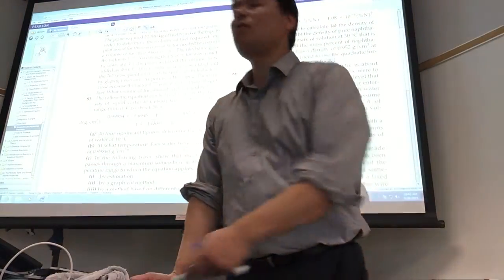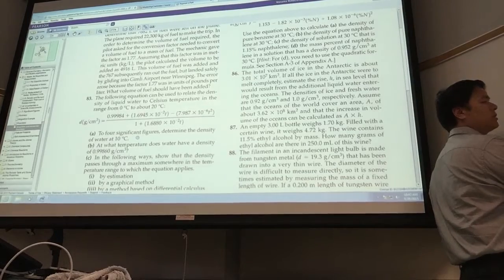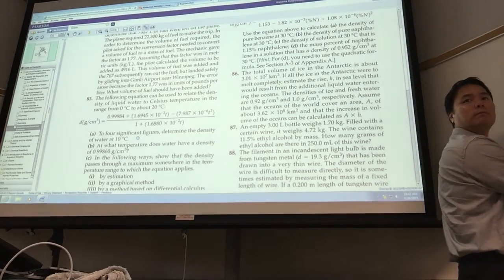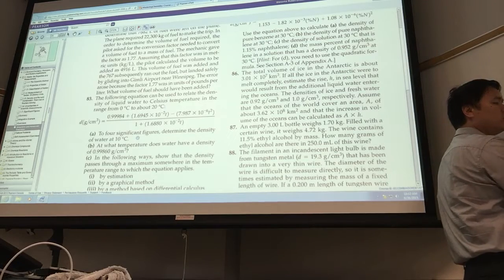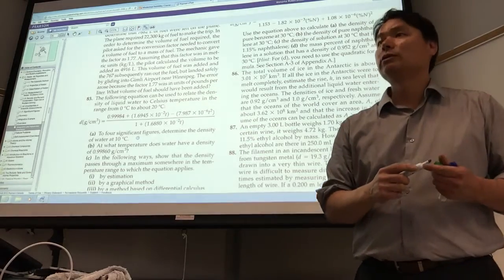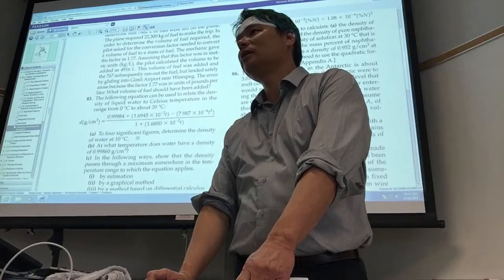I want the density of water at 24.3 degrees. Unfortunately, I only have 24.0 and 25.0. I have numbers for 24.0 and 25.0, but no numbers for 24.3. What do you do? Have you done interpolation?